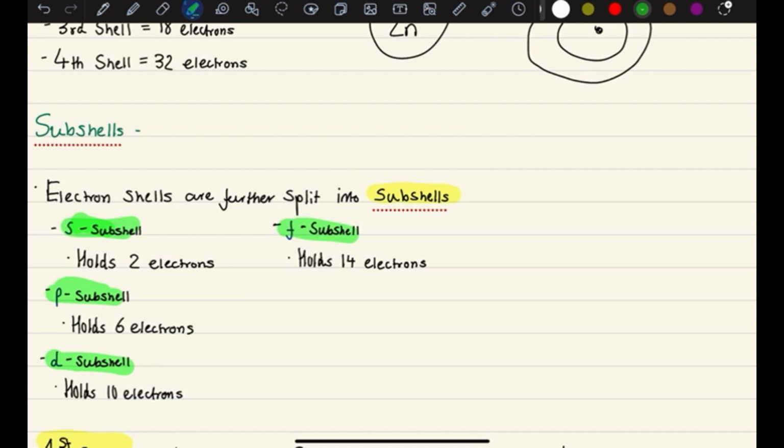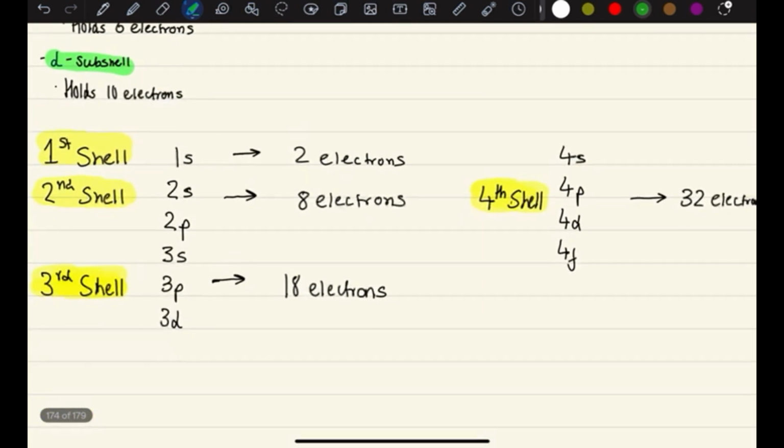Yeah, I would say, to be honest, you rarely will. I don't think you'll ever come across F. But S, P, and D definitely will come across. Know how many electrons in each. I'll show a better example later.